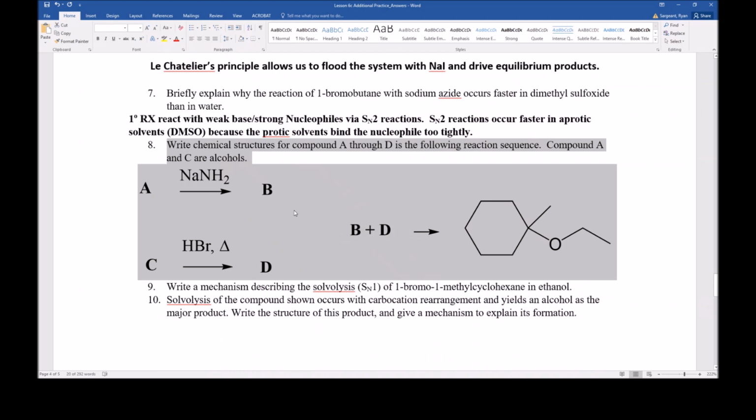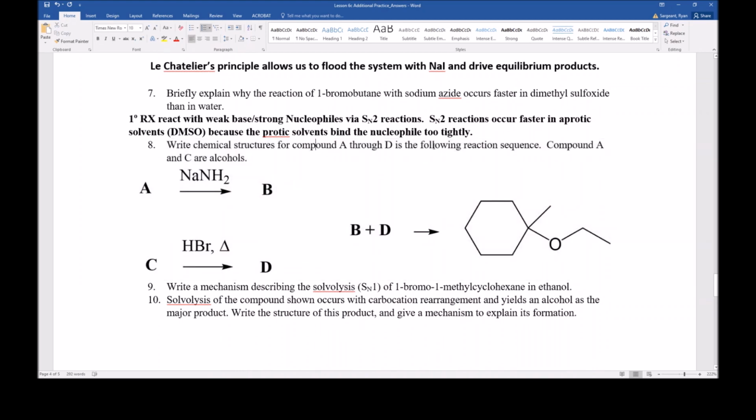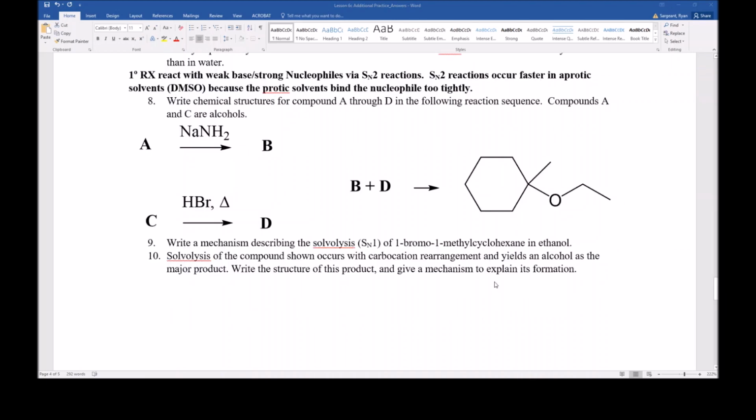All right, number 8. Write chemical structures for compounds A through D in the following reaction sequence. Compounds A and C are alcohols. So what's going on here? Well, somebody took a compound, reacted it with sodium amide to get something else, and then they took a different compound, reacted it with hydrobromic acid to get something else, and then they combined both of those together to get this ether right here. This is really a nice question, and it ties together a lot of concepts.